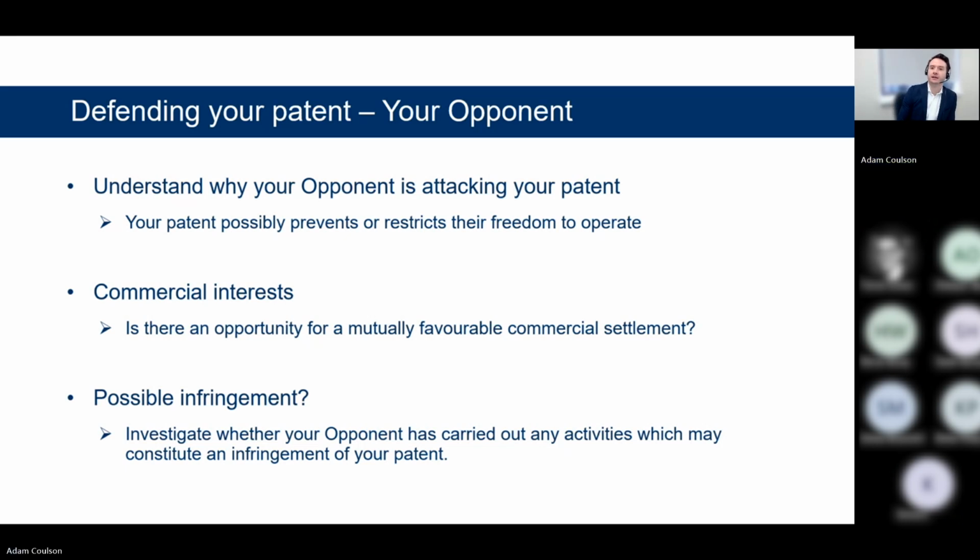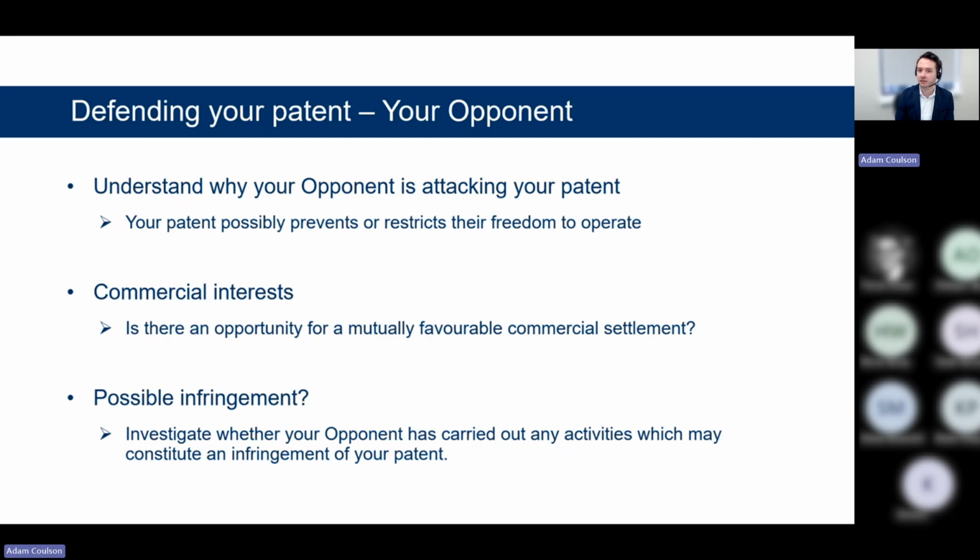Commercial interests. Your opponents may have different commercial interests to you, despite your patent being relevant to their commercial activities. This may leave the door open for an opportunity to reach a mutually favourable commercial settlement. This may be in the form of a license, allowing your opponent to work an invention in their market of interest in return for them withdrawing their opposition against your patent.